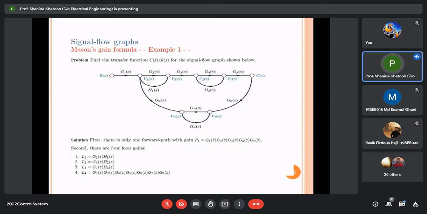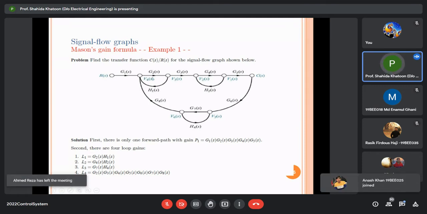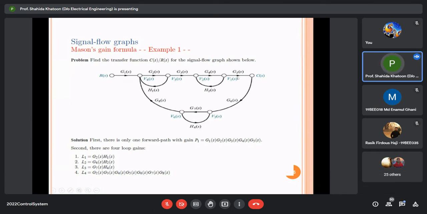Problem for better understanding. Suppose this is the signal flow graph of the system for which you have to find the transfer function C(s)/R(s). Let us see how many forward paths there are. You have to start from R(s) and go to C(s). So this is one of the forward paths, G1, G2, G3, G4, G5, right? So this is one of the forward paths.